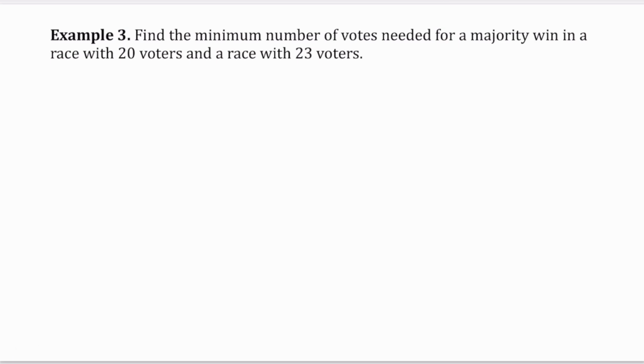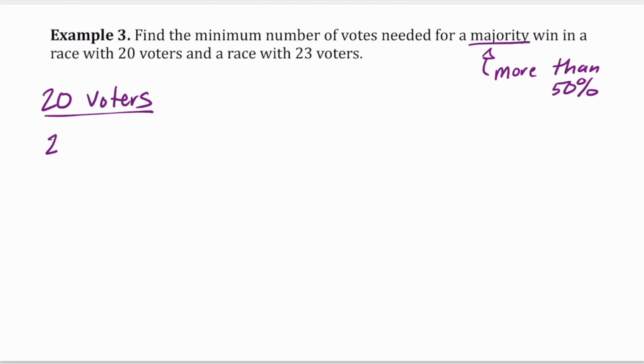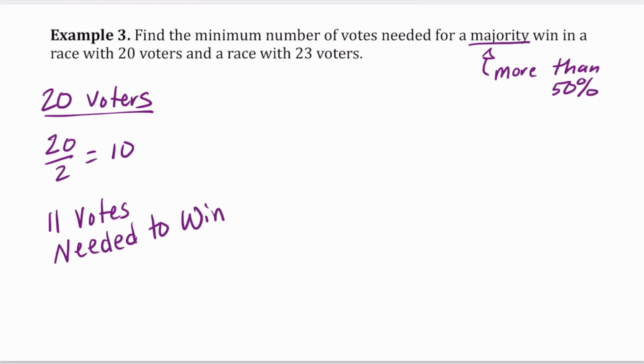So example 3 says to find the minimum number of votes needed for a majority win in a race with 20 voters and in a race with 23 voters. Majority means more than 50%. So to find the minimum number of votes needed for a majority, we need to first find out what is 50% of the voters, and then we want more than that. In the case of 20 voters, if we take 20 and divide by 2, we see that half of 20 is 10. 10 voters would be 50%. But for a majority, we want more than 50%. So we would need 11 votes to win this election with a majority vote.